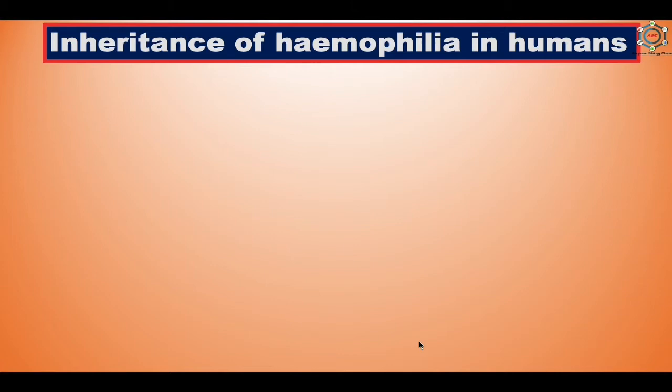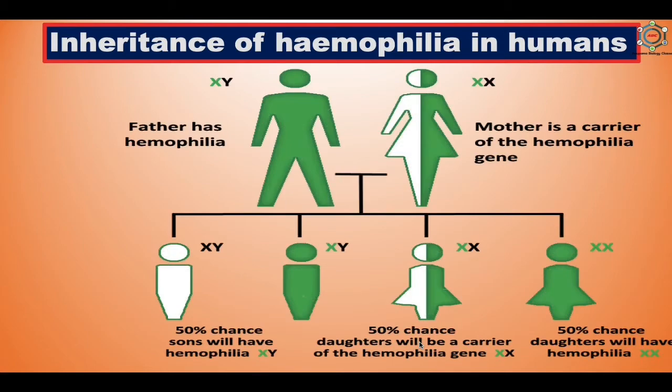If only one X chromosome bears a gene for hemophilia, its dominant homologue gene on the other X chromosome will check the expression of the recessive gene, and such females are called carriers. Hence, hemophilia occurs mostly in males. Here, there are some conditions. In the first condition, which you see in the picture, the father has hemophilia and the mother is a carrier of the hemophilia gene.